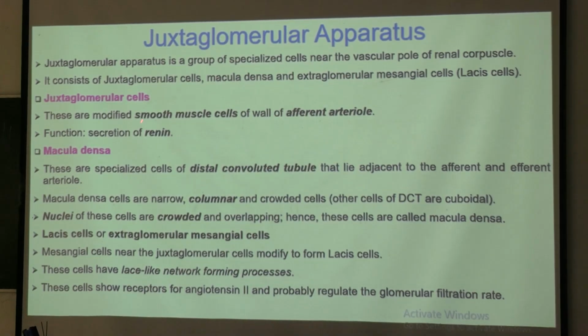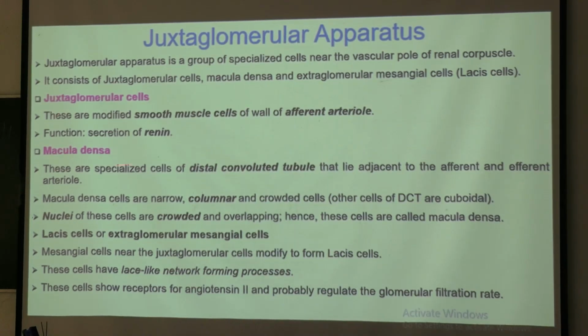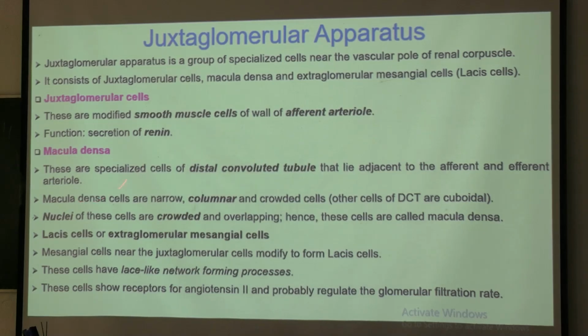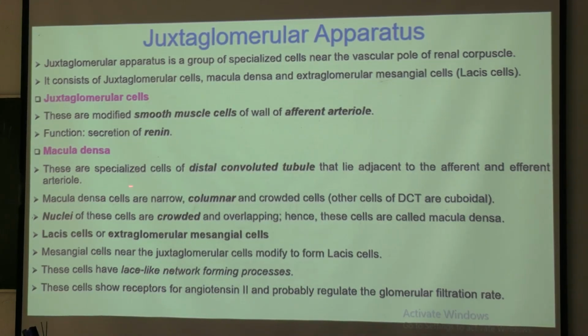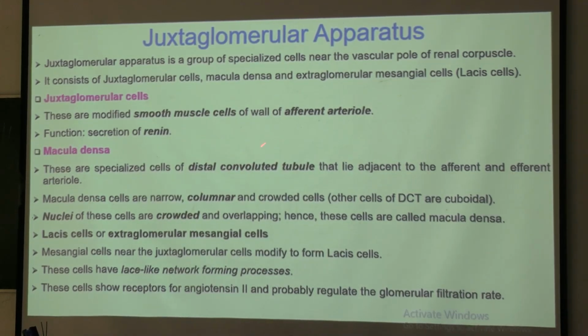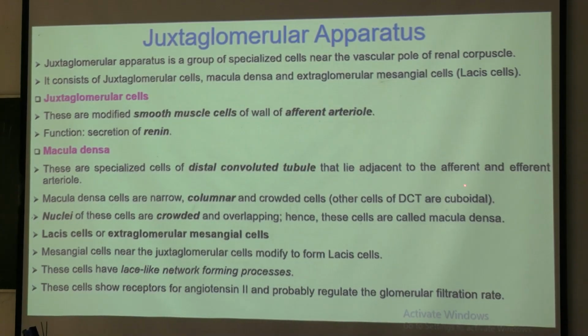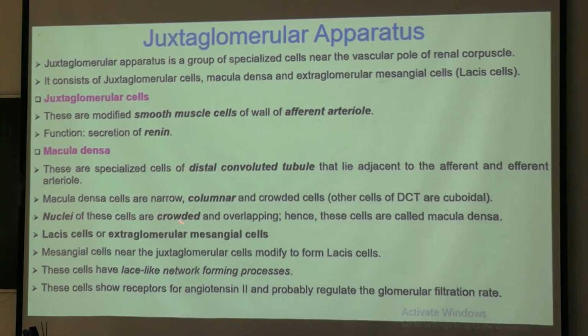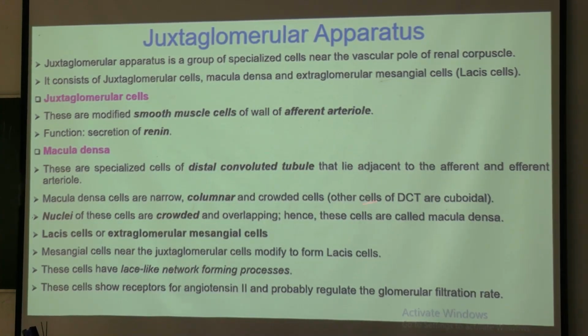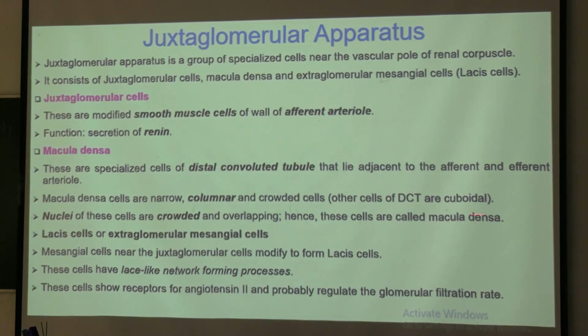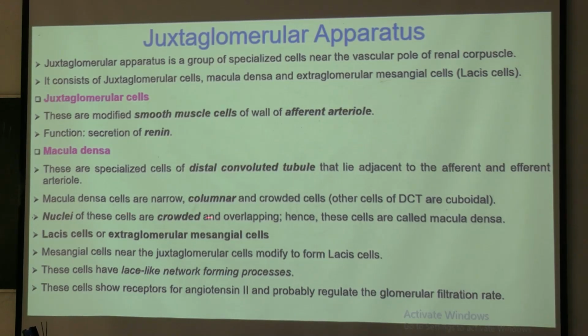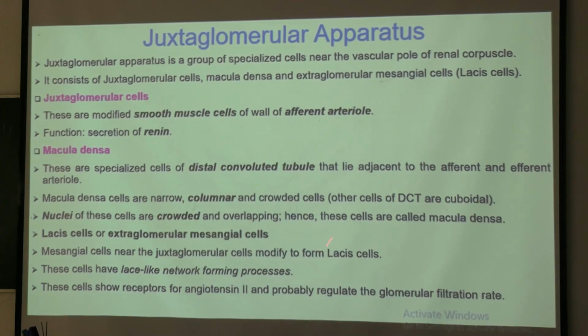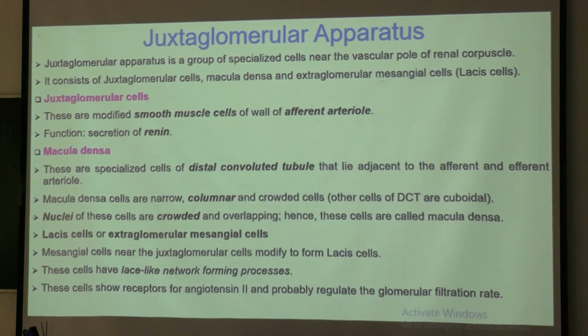Juxtaglomerular cells are modified smooth muscle cells of the wall of the afferent arteriole, and their function is secretion of renin. Next is the macula densa cell. They are specialized cells of the distal convoluted tubule that lie adjacent to the afferent and efferent arteriole. Macula densa cells are narrow, columnar, and crowded cells. Other cells of the distal convoluted tubule are cuboidal. Nuclei of these cells are crowded and overlapping. Hence, these cells are called macula densa.